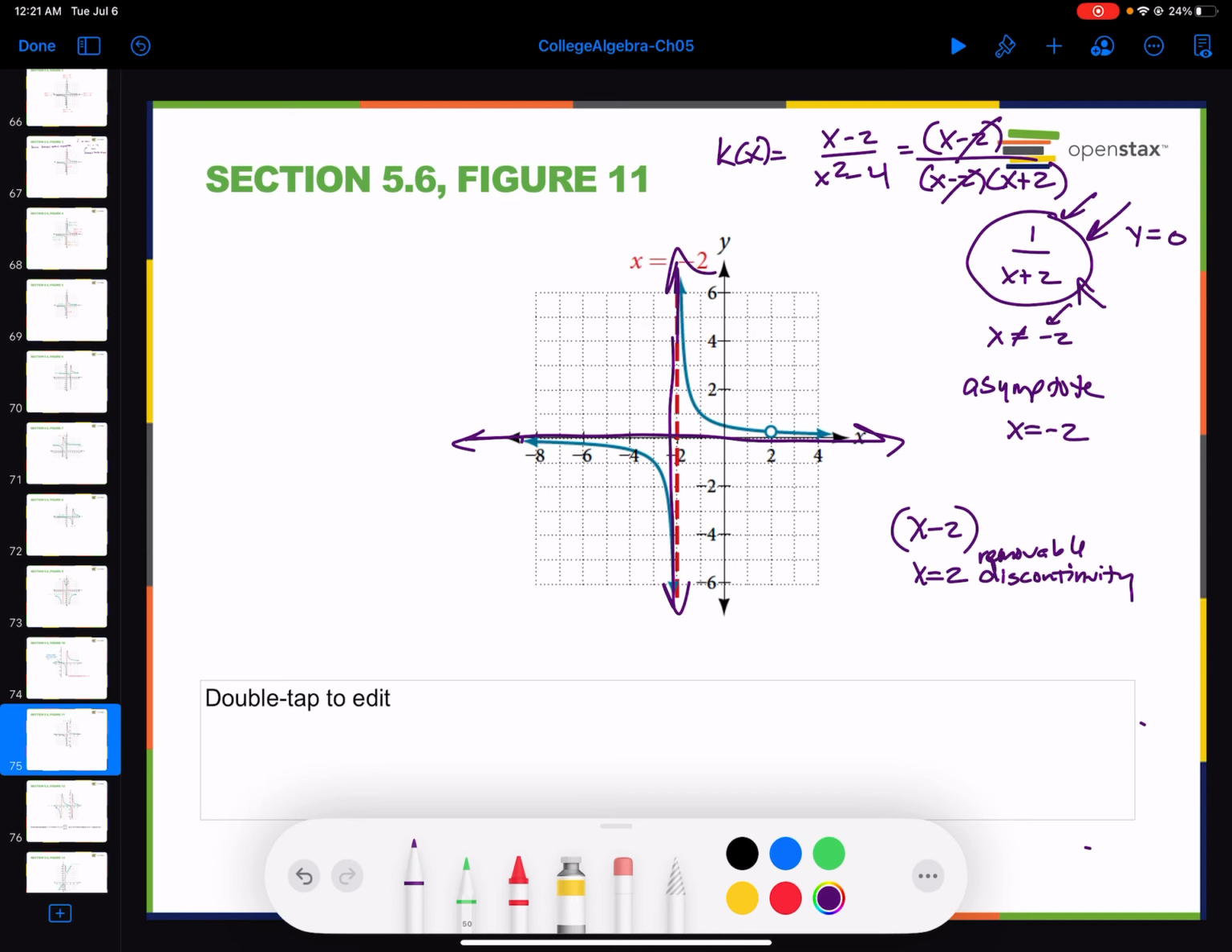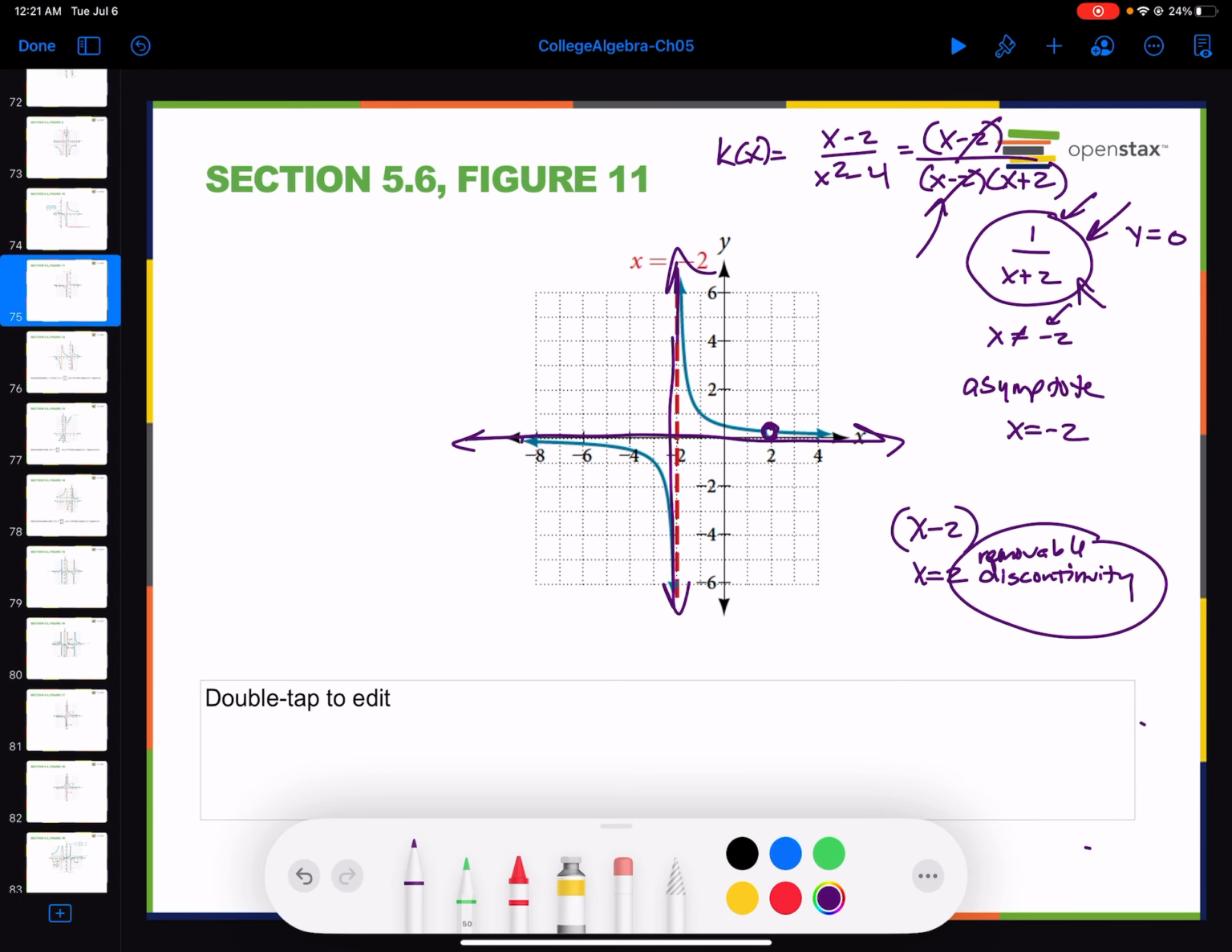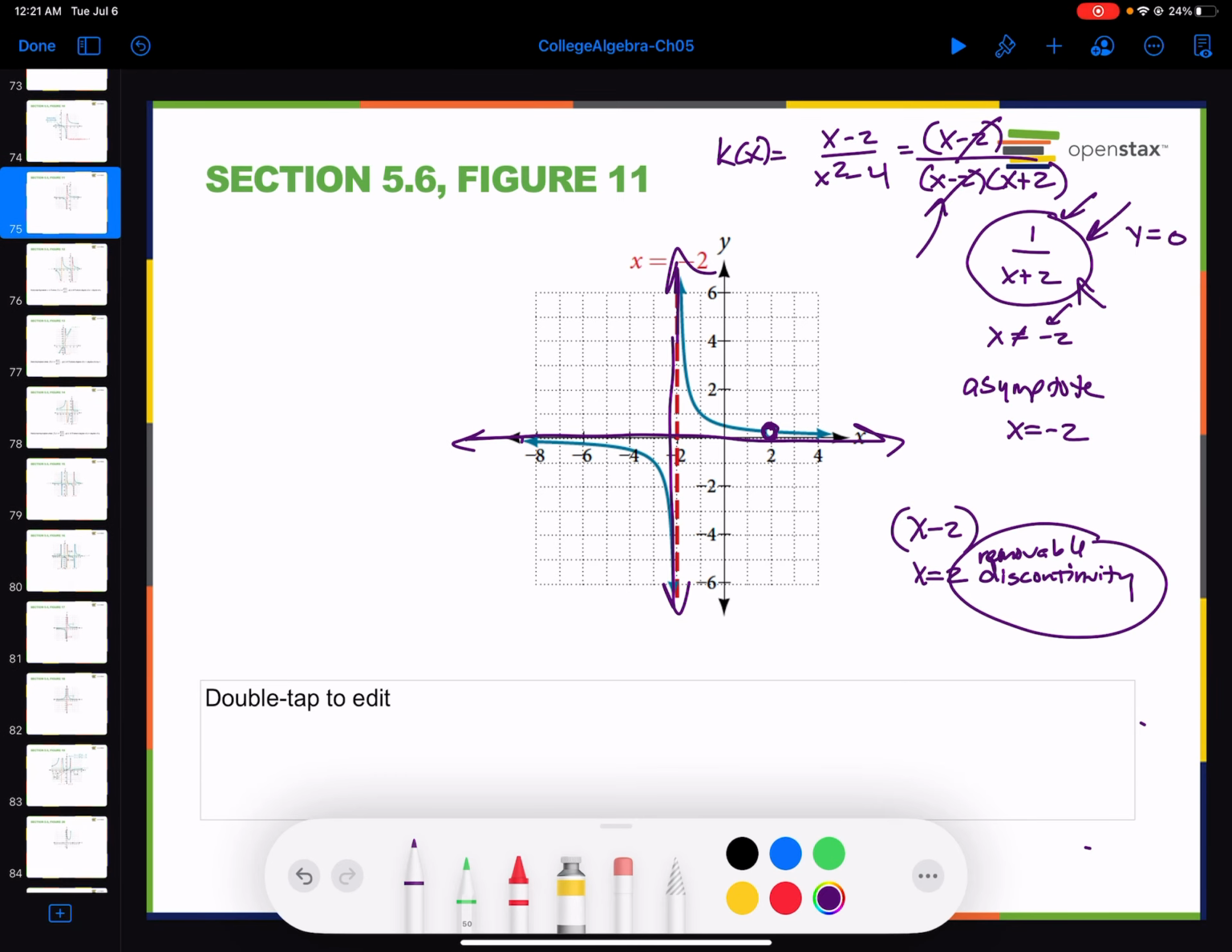And then, again, because we eliminated this factor, we now have a removable discontinuity at the point x equals 2. So we're going to put our little open dot right there. Again, I don't think you're going to come across this in any of the homework, definitely not in the tests. So don't focus too much on this.